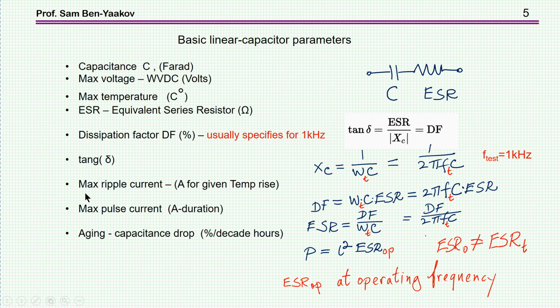Now, another parameter that is sometimes given is the maximum ripple current that is allowable for a given temperature rise, okay? And then maximum pulse current allowable before destruction of the device. It's in amps, and sometimes also the duration of this allowable spike is given. And then there is the aging information, like how much the capacitance usually is dropping over time, and it is normally given as percent per decade hours, okay? And a typical value for a ceramic capacitor is like 2%.